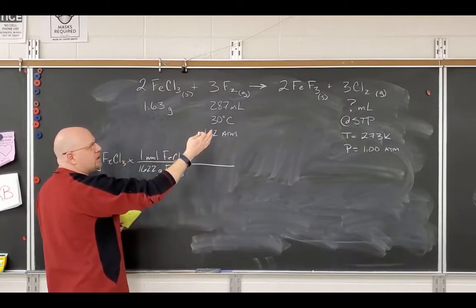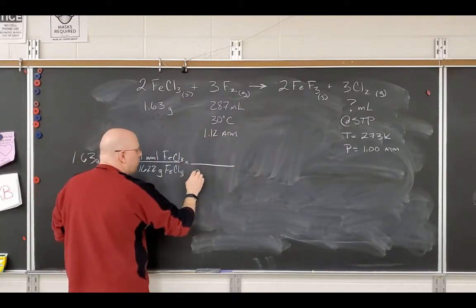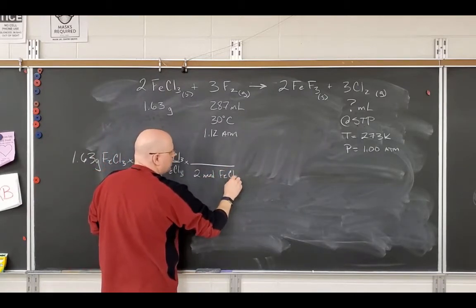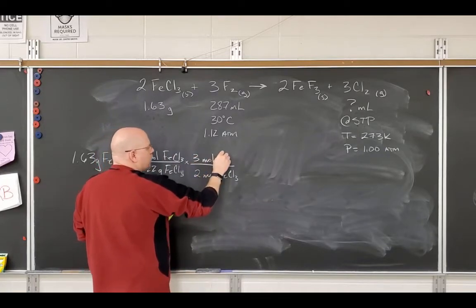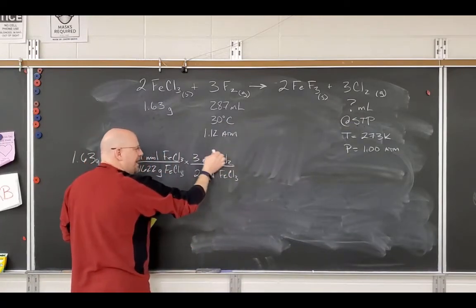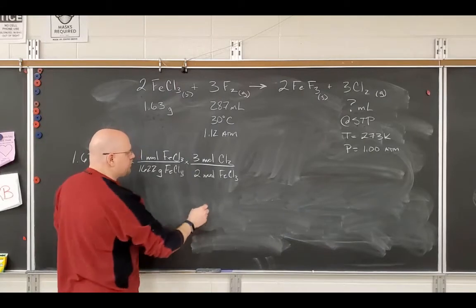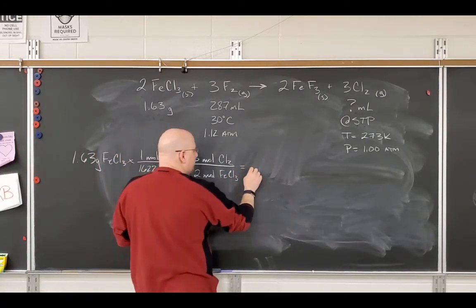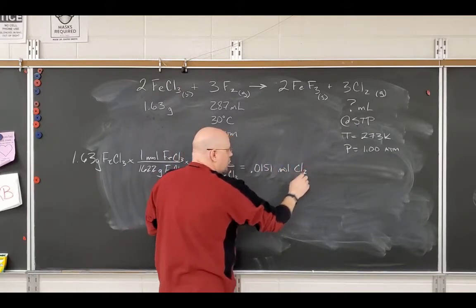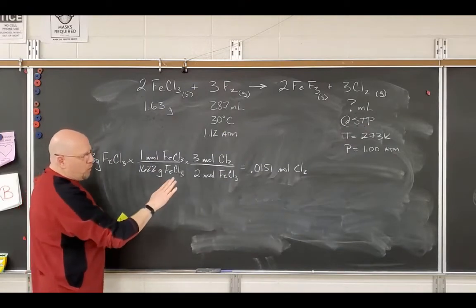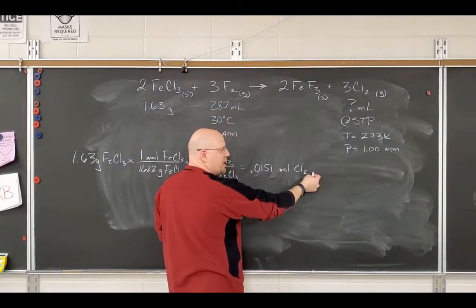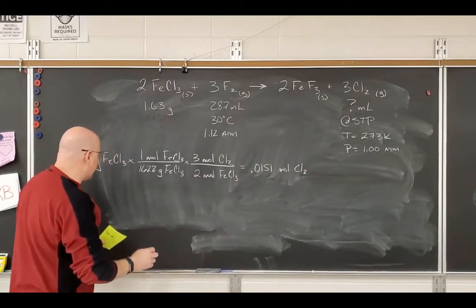Now, since we're going to the chlorine, we're going to do 2 moles of our iron chloride and 3 moles of chlorine. That's coming from our mole-to-mole conversion. Remember, this step is done in every stoichiometry problem that we do. If I stop there, I'm going to get 0.0151 moles of chlorine. Now, I'm going to stop here for right now. We could go on and plug into the ideal gas law using this information, but you'll see why I'm going to stop here in a second.